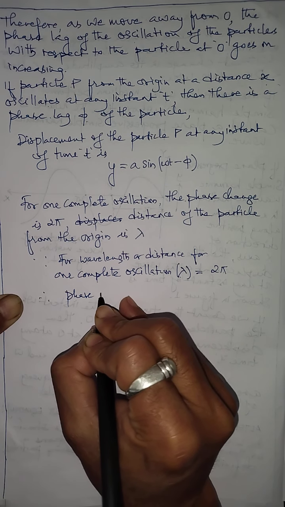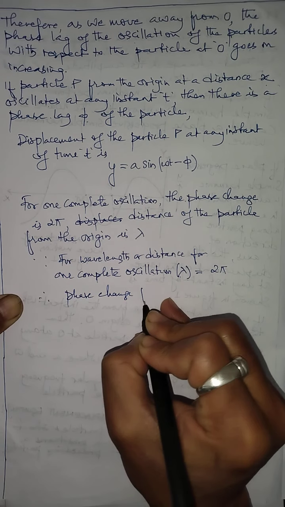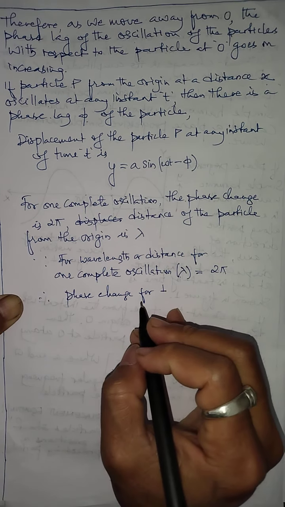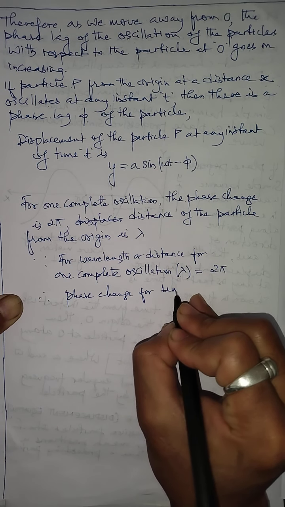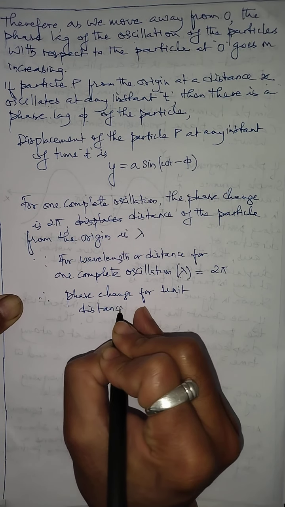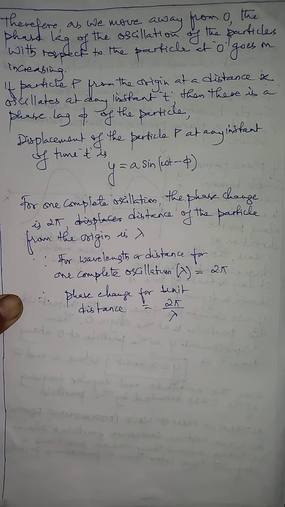We can use the word phase change. The phase change for one distance, let me use the word unit distance, is equal to 2 pi by lambda. This is just like a unitary method.